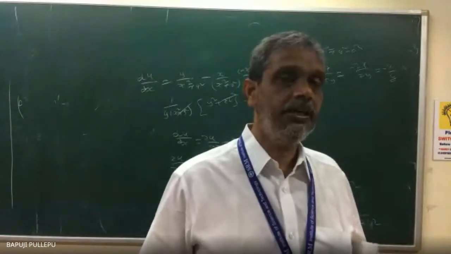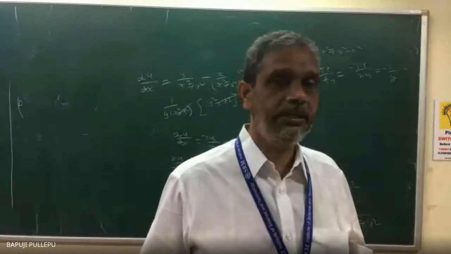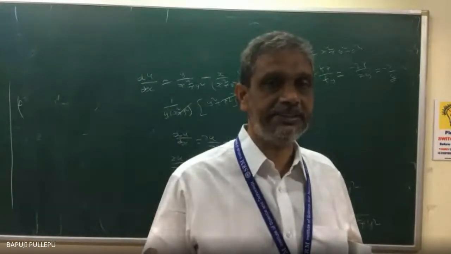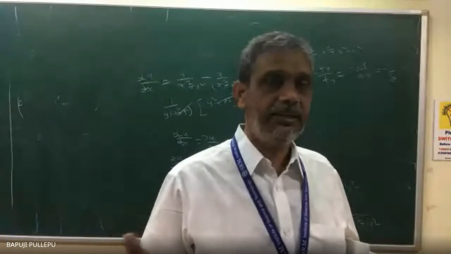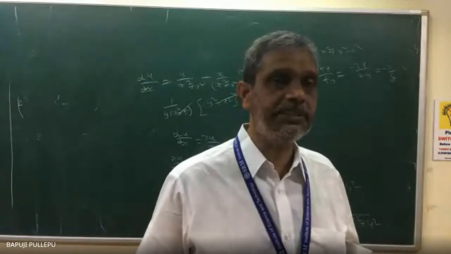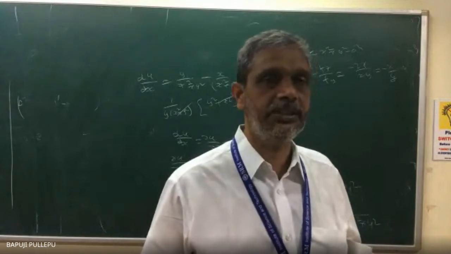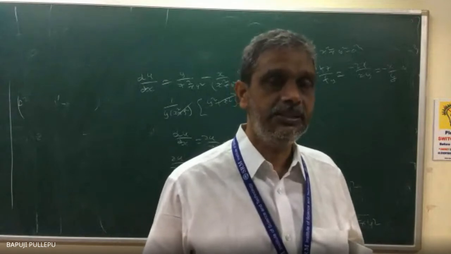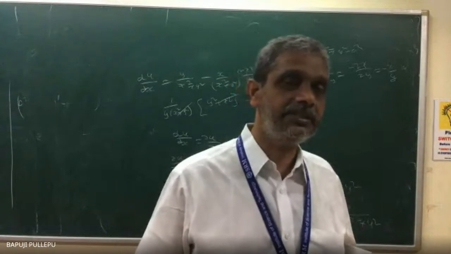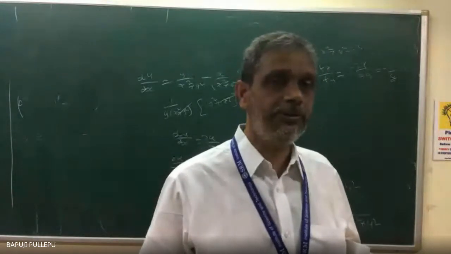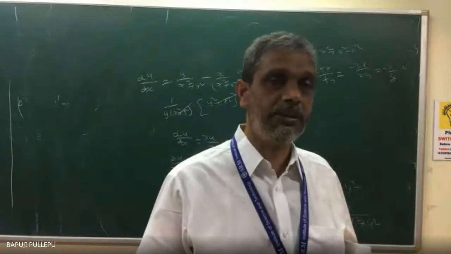f of a, b, plus 1 by factorial 1, then (x minus a) into f_x at (a, b) plus (y minus b) f_y. Then the second degree term, how will you get it? (a plus b) whole square is a square plus b square plus 2ab. So a square means (x minus a) whole square f_xx, plus 2 into (x minus a)(y minus b) into dou square f by dou x dou y, plus (y minus b) square f_yy, all multiplied by 1 by 2 factorial.